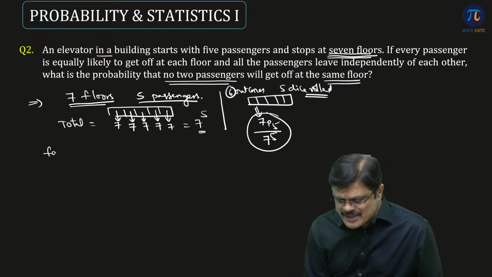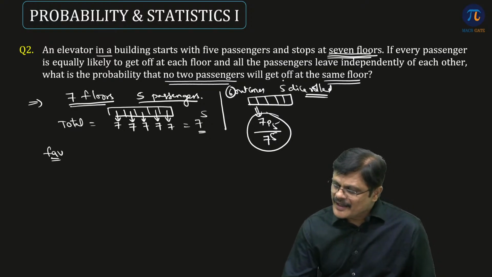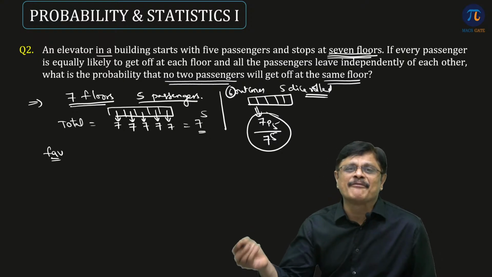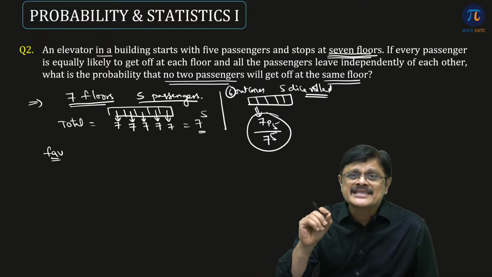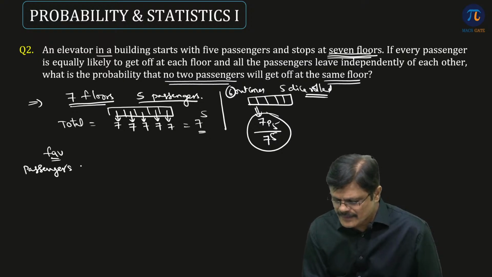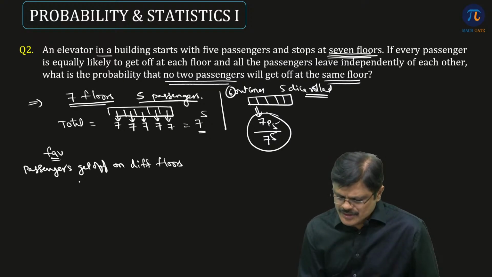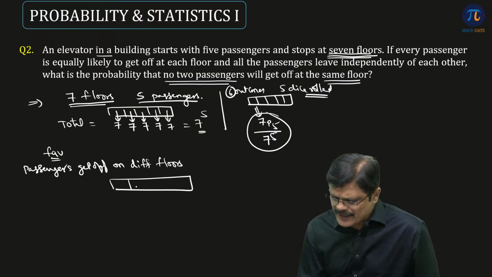But what is the favorable situation you want, sir? The passengers will get off such that no 2 passengers get off at the same floor. That is, passengers get off on different floors. So what are the favorable cases for this, sir?